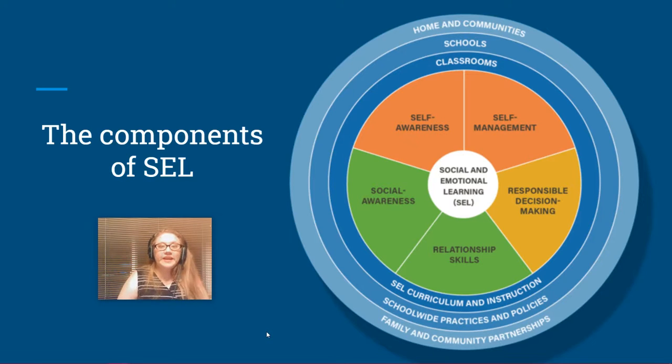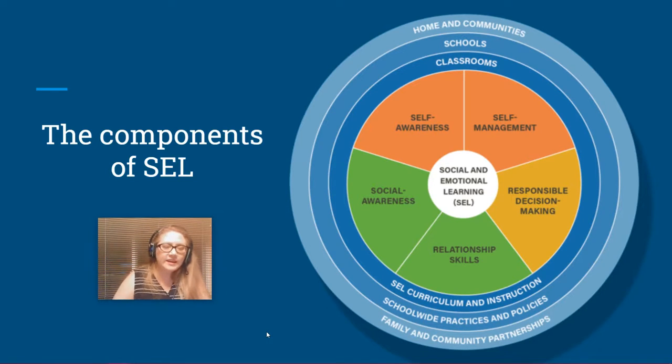Well, social emotional learning has five core competencies: self awareness, self management, responsible decision making, relationship skills, and social awareness. And these five core competencies are the skills that students need, not just for in school, but for life in general. So when we're teaching students these skills, we're helping them succeed not just with us, but wherever they go in the future. We're teaching them lifelong skills that will help them be better members of society and be more understanding of each other.